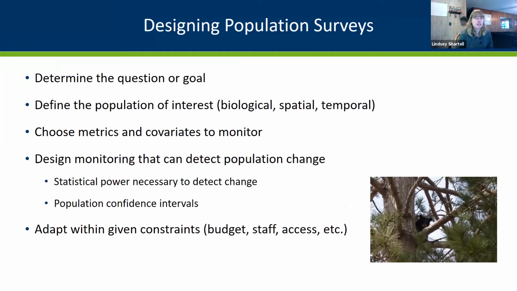Designing population surveys may seem simple. Determine the question or goal, define the population of interest biologically, spatially, and temporally, choose metrics and covariates to monitor, design monitoring that can detect population change, taking into account statistical power necessary to detect change in the acceptable size of confidence intervals, and then adapt within the given constraints of budget, staff, access, and feasibility.